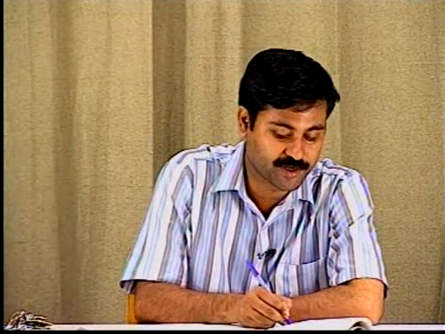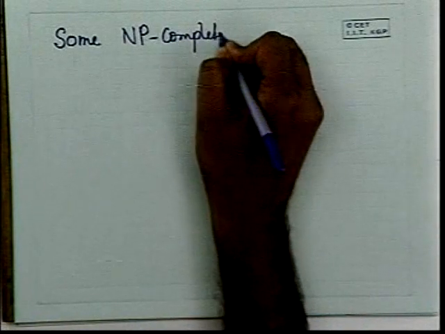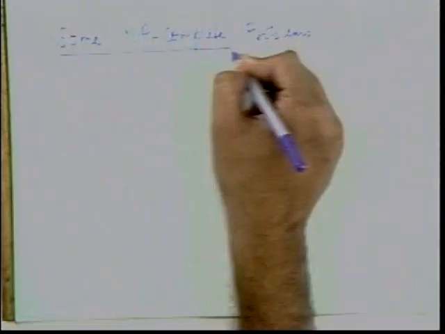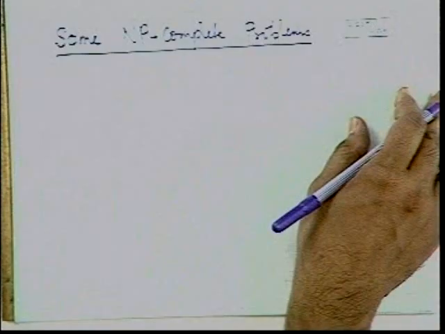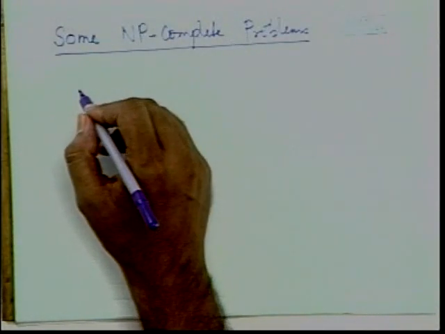So today what we will do, we will go over proving some of the problems to be NP complete. The first problem is called the clique problem. What we are covering today is some NP complete problems. Okay, so what we will first see is the clique problem.